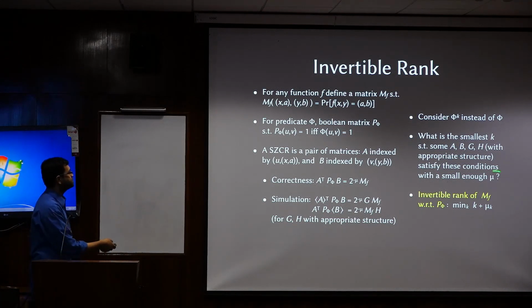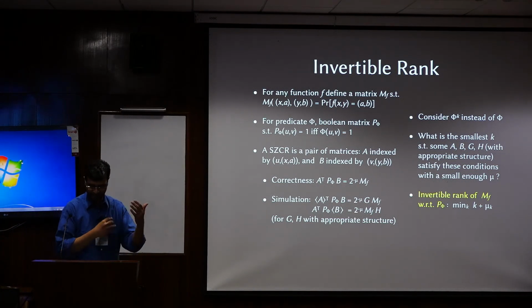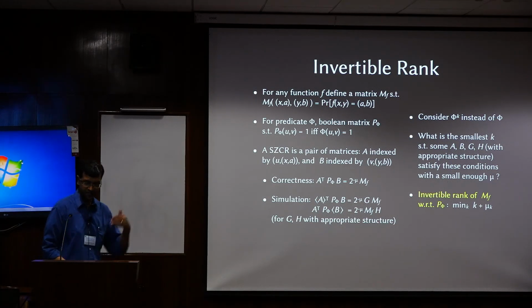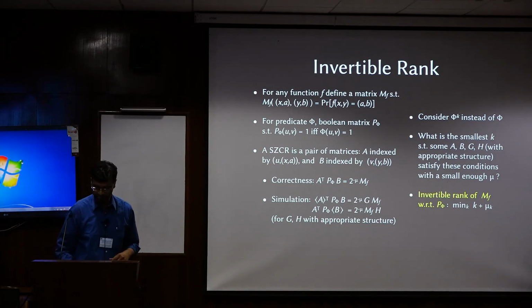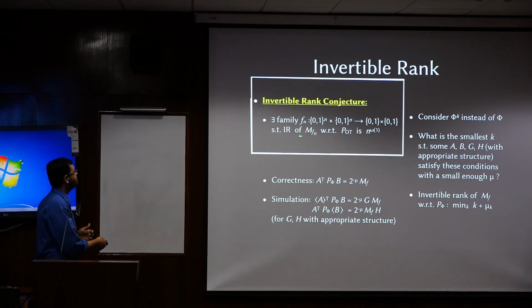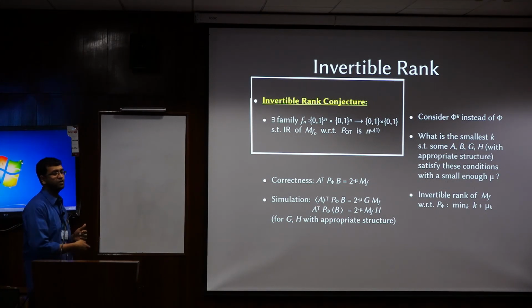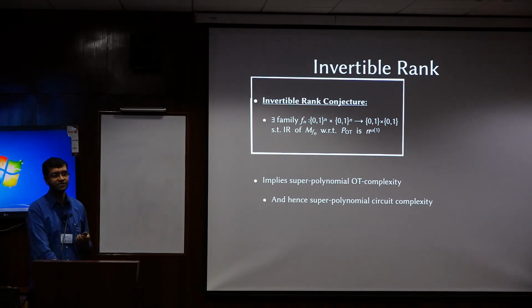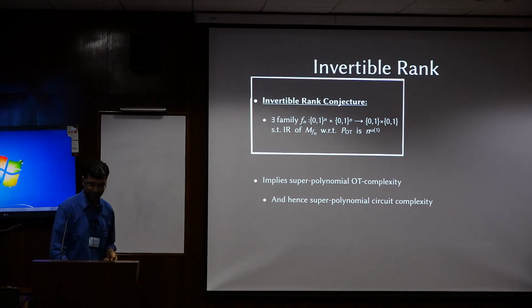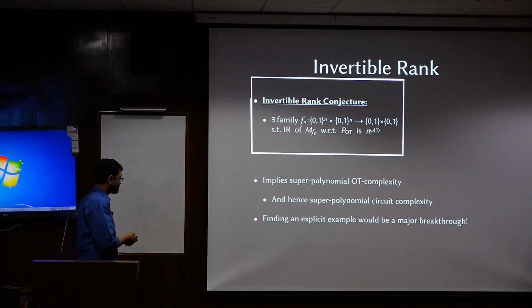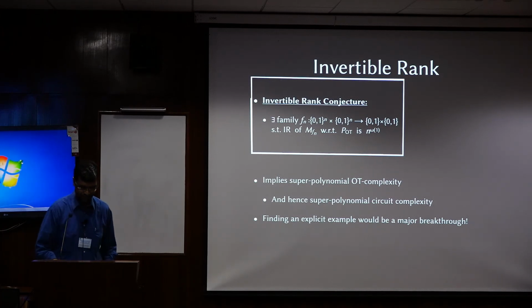And one way to define this small enough is that k and this mu are in the same regime, so you could just add them and say you have to minimize this quantity. As you increase k, mu_k comes down, but what's the best you can make it? So the conjecture is that there should be some family of functions such that this quantity is superpolynomial. And if you could show this, it will imply superpolynomial OT complexity, which in turn implies superpolynomial circuit complexity. It's just an existential result. We already know circuit complexity existentially needs exponential size circuits. But if you find an explicit example, of course, that would be a major breakthrough.